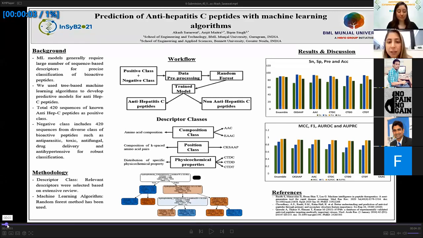Thank you for this great presentation. I think you described everything very well, but maybe the only missing part is how we can use these predicted anti-hepatitis C peptides. So what is the biological importance of that?